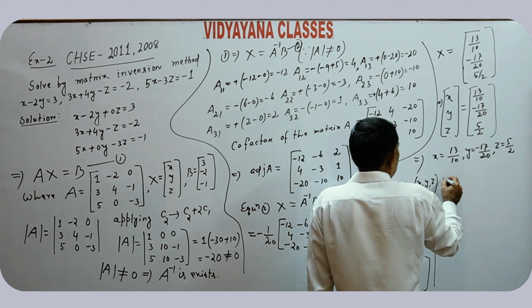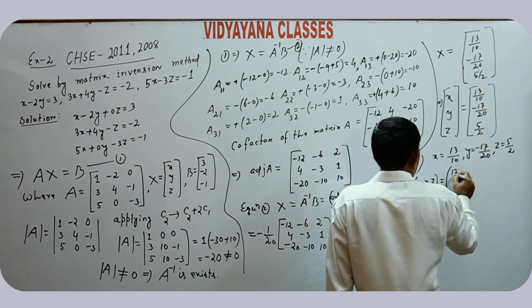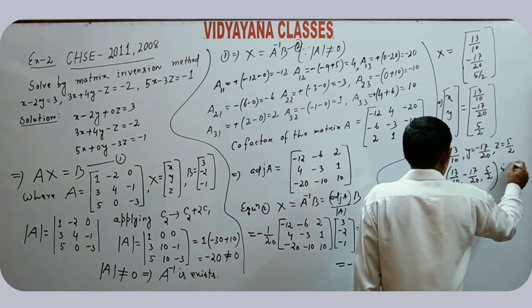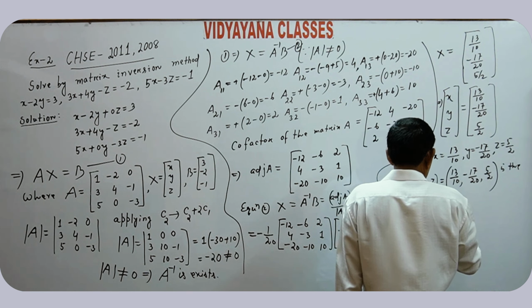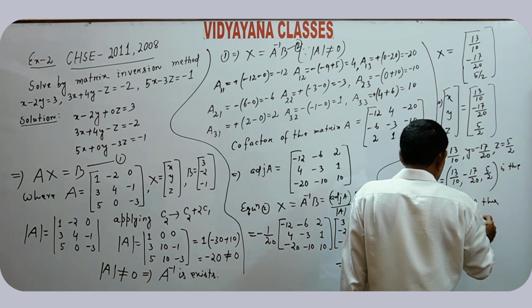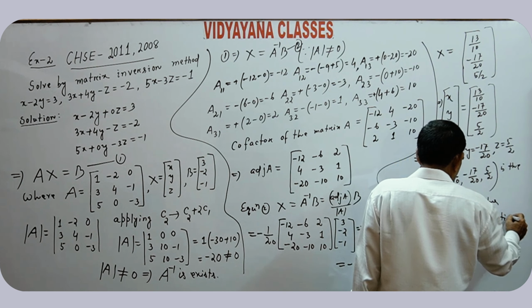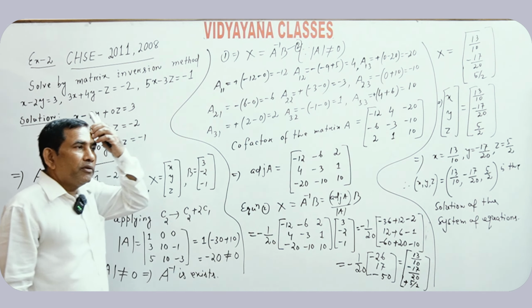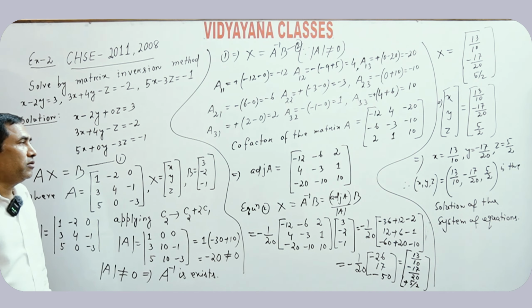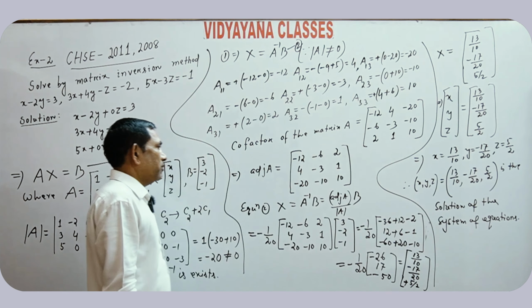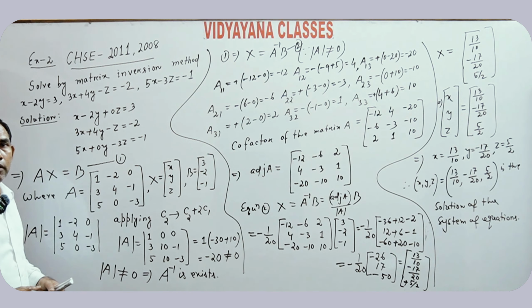Therefore xyz is equal to 13 by 10, minus 17 by 20, 5 by 2, is the solution of the system of equations. x is equal to 13 by 10, y is equal to minus 17 by 20, and z is equal to 5 by 2 is the unique solution of the system of equations. Are we clear? Okay, write down.